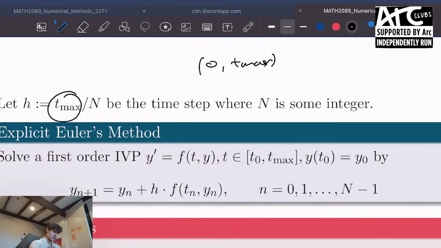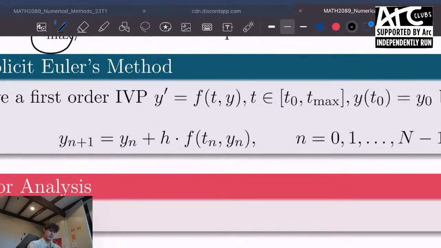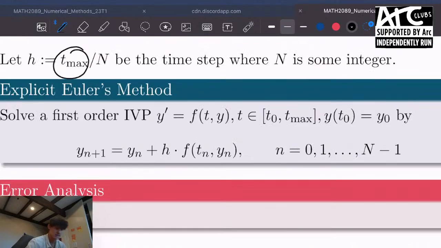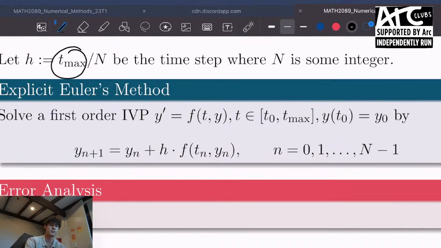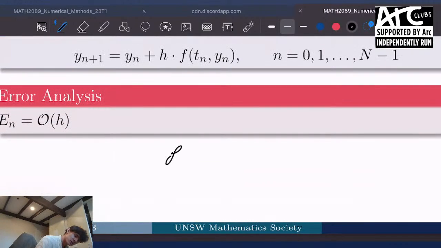Assuming t naught equals 0, what we're going to get is h equals t max divided by n. Now, Euler's method is essentially to solve the initial value problem using this process here. So we're saying y_{n+1} equals y_n plus h multiplied by f of t_n comma y_n. In terms of intuitively understanding this method, it's essentially using the fact that the function f evaluated at t_n, y_n gives us the gradient at that point.